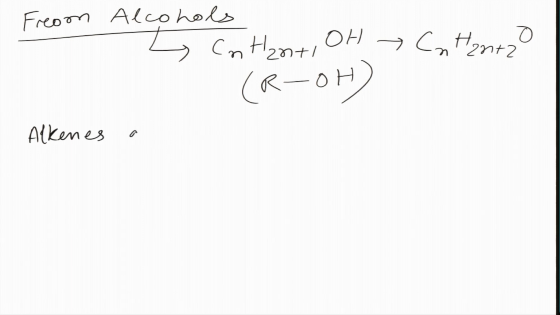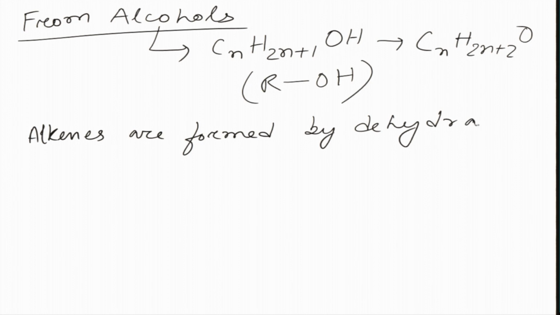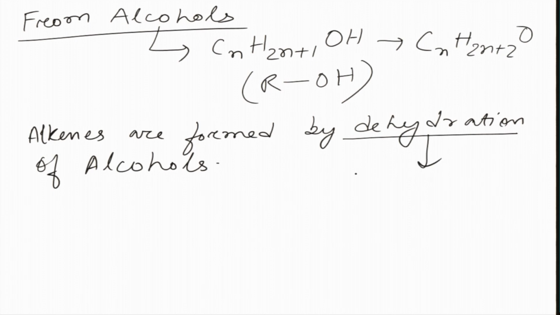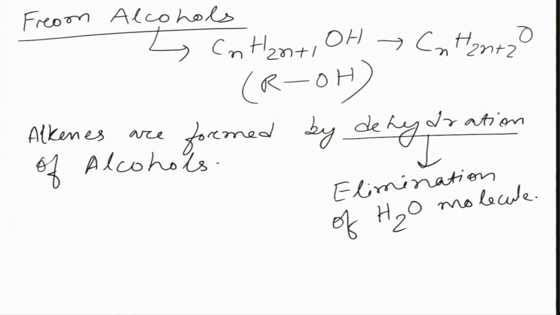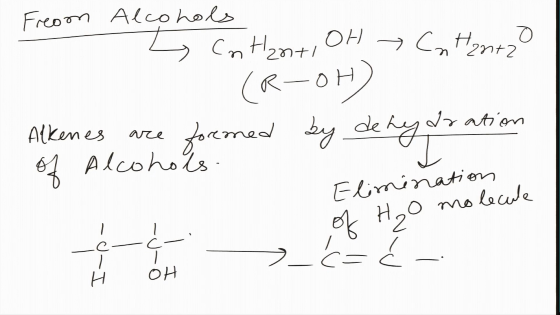So, alkenes are formed by dehydration of alcohols. Alkenes are formed by the dehydration of alcohols. What is dehydration? Dehydration means elimination of water molecule. Dehydration means elimination of water molecule. So, the reaction is like this. From there, alkene is formed and water is eliminated.